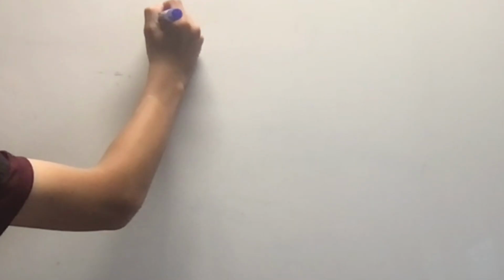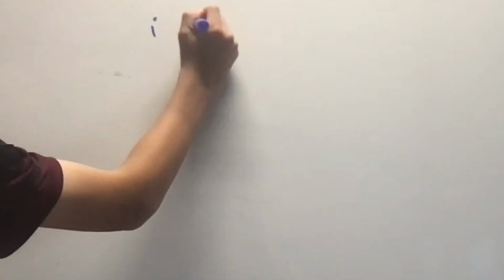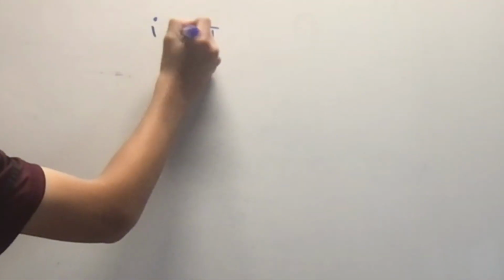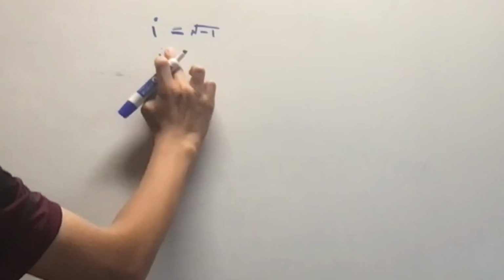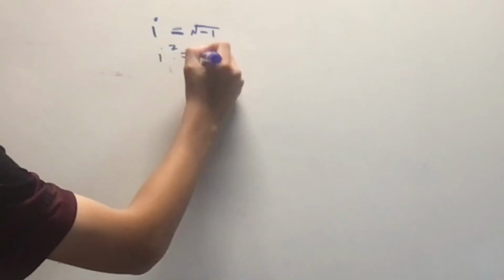Hello, everybody. Today we will be learning about imaginary numbers, which mathematicians typically denote as i. i is defined as the square root of -1. So basically, i squared equals -1. Today, we're going to be talking about this interesting number and some of the properties that it holds.